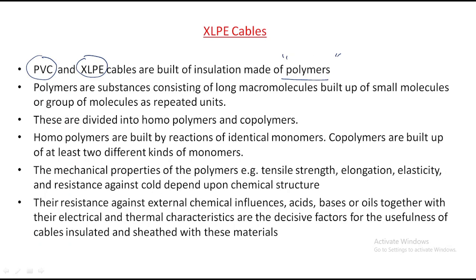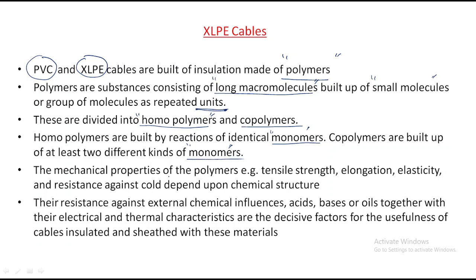Polymers are substances consisting of long macromolecules built of small molecules or groups of molecules as repeated units. These are divided into homopolymers and copolymers; these are the chemical words. Homopolymers are built by reactions of identical monomers, and copolymers are built from at least two different kinds of monomers.